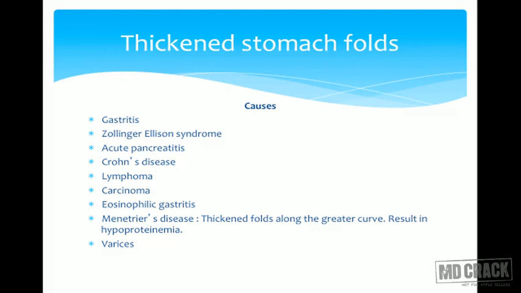Now thickened stomach folds are generally picked up on barium meal studies or double contrast studies. A double contrast study is when you ask the patient to swallow barium and then you give the patient an effervescent substance, so it produces gas. That gas coats the barium along the walls of the stomach, and that's how you get a double coating.